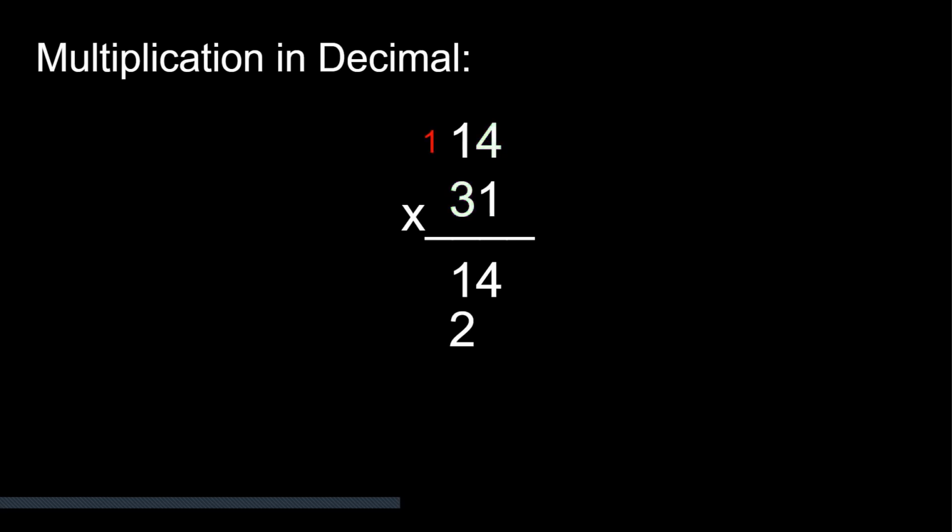Now we multiply 3 and 1 to get 3, then we carry that 1 to get 4. We then write that 4 in the hundreds place. So we have the two results of our multiplication, 14 and 420. So we add those together and we get a result of 434. So 14 times 31 is equal to 434.